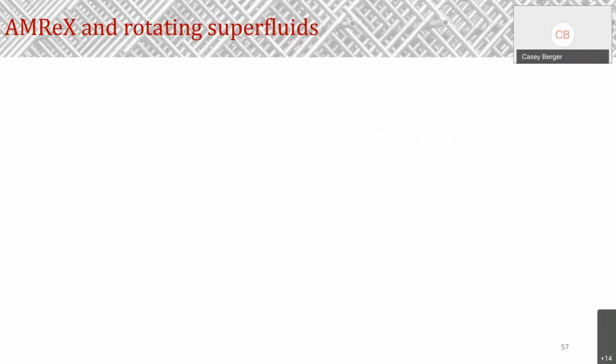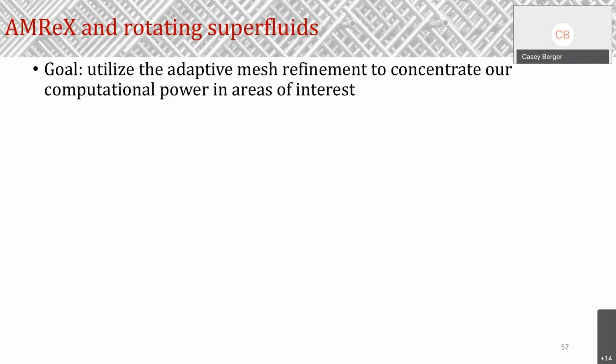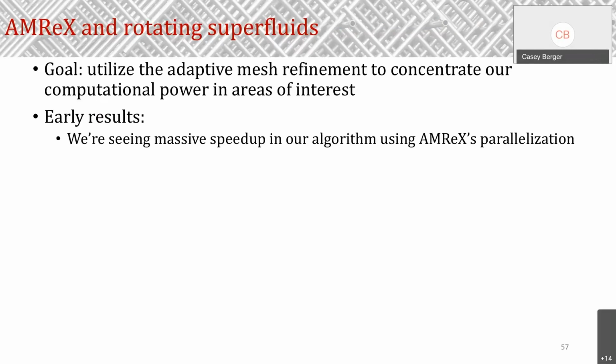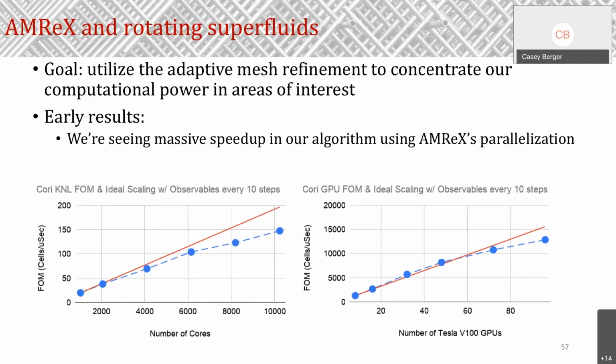Okay, so we want to apply AMReX to increase our computational power and go to larger space-time lattices. We have some early results already. We're just getting started with this, but we're already seeing massive speed up in the algorithm using AMReX's parallelization. So here are some figures of merit. You can see the number of cells advanced per microsecond, per number of cores, as a function of number of cores. And we're actually very close to ideal scaling, even with expensive I/O.